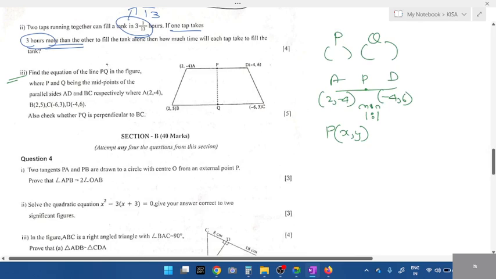Find the equation of the line PQ. If you want PQ, we need P value and Q. P and Q are the midpoints. They have given the value. Just ignore this part. We'll do this later. Using midpoint theorem, find the coordinate of P, students, and also find the coordinate of Q. For Q, you need to take B and C.